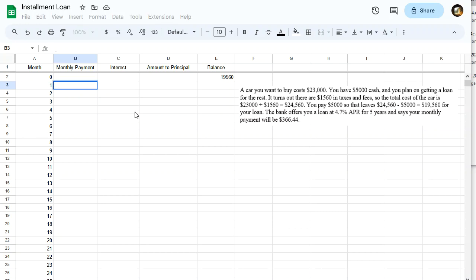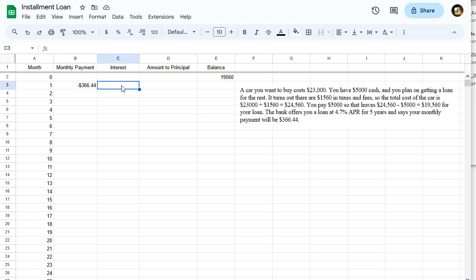So we learned how to do that in the last video. So we do equal PMT. The interest rate is 4.7%, so 0.047 divided by 12. This loan is 5 years, so 5 times 12 is 60. Then the starting balance is $19,560. And we want to pay it off till we get to 0. There might be some cases where you only want to pay it off till you owe 500 or something. If that was the case, then you'd put 500 in there for your ending number. Enter. 366.44. All right, awesome.